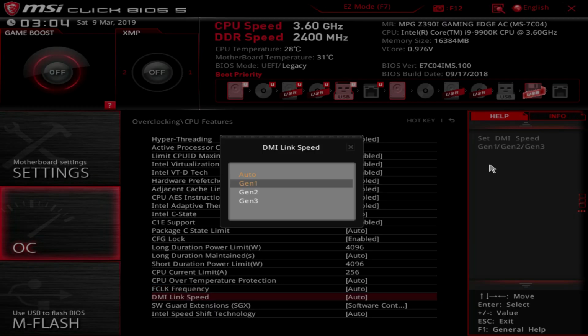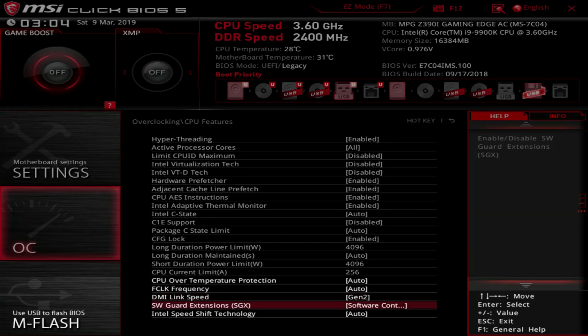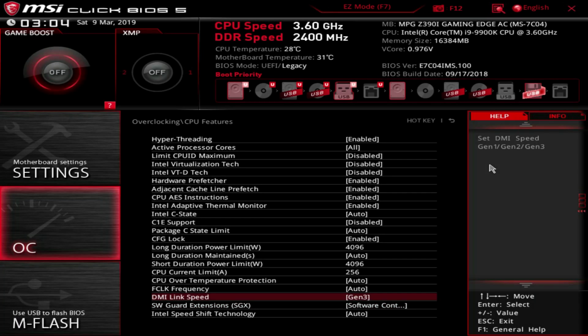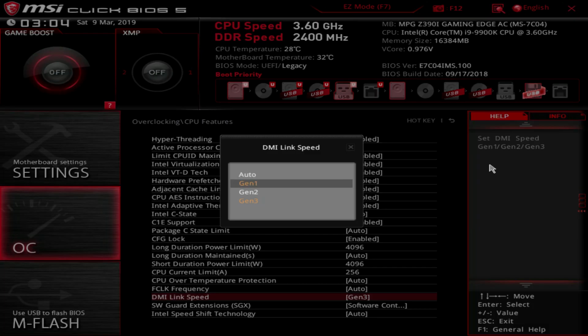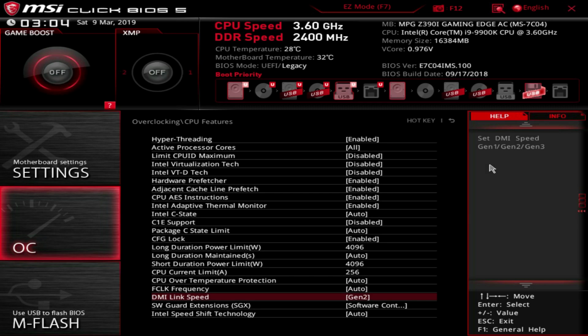Then we have DMI link speed, so you can configure the speed of the PCIe connection between the CPU and the chipset. Intel calls it the DMI, it's essentially a 4x PCIe connection from the CPU to the chipset. And you can change if it's Gen 1, Gen 2, or Gen 3. You can just leave it on auto or on Gen 3, because that link is 4 PCIe lanes wide, and if you have something like a very fast M.2 SSD on the other end, hooked up to the chipset, and you have this on Gen 1 or Gen 2, you're going to be bottlenecking your M.2 SSD. So Gen 3 or auto are the only valid settings for that one.